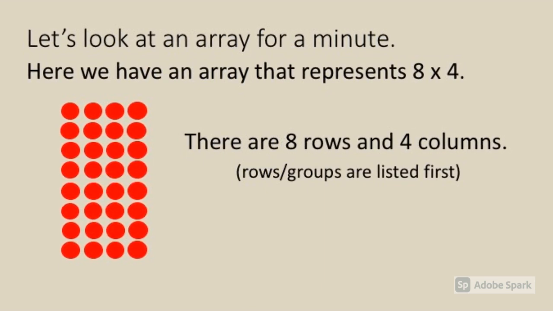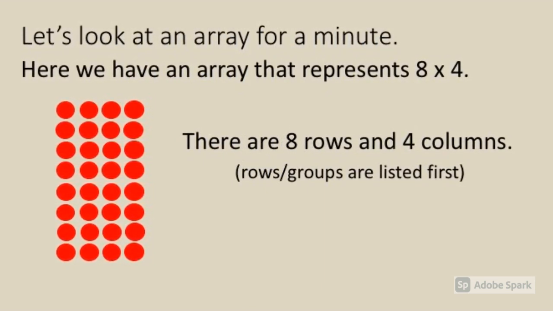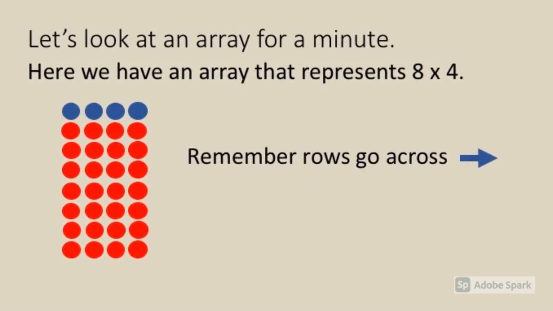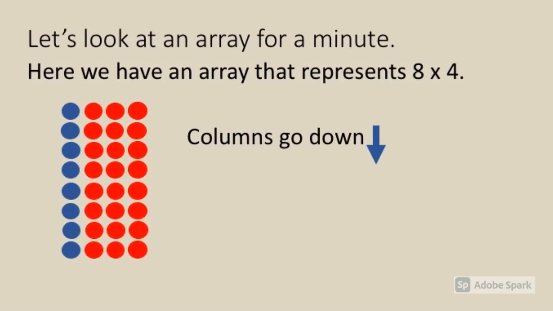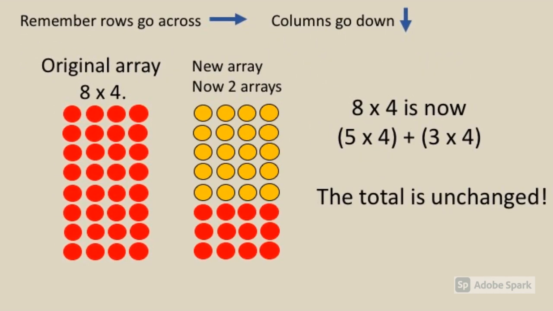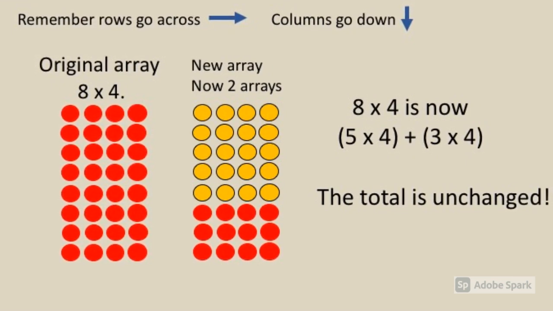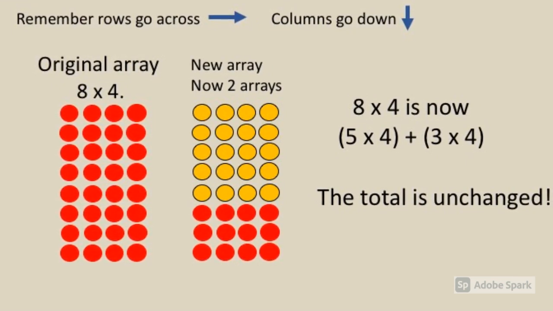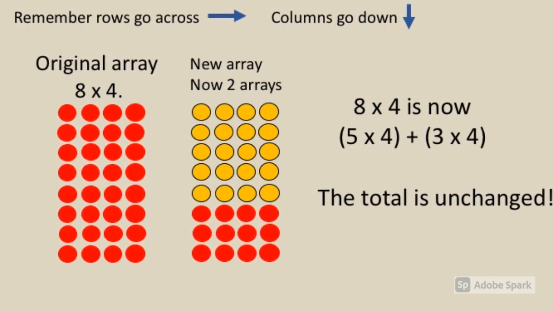Here we have an array that represents 8 times 4. There are 8 rows and 4 columns. Remember that rows go across. Columns go down. We have the original array of 8 times 4. Let's make two new arrays. We have an array of 5 times 4 plus an array of 3 times 4.